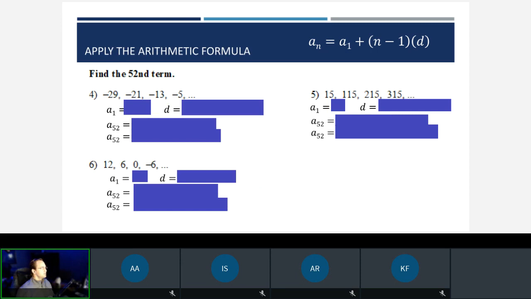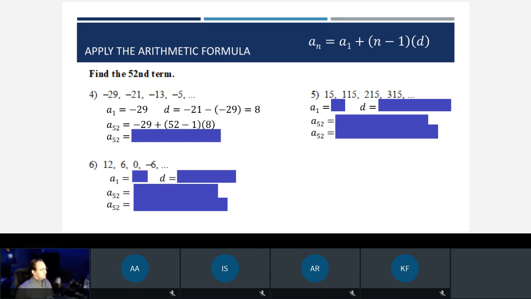All right. So for this one, let's find the 52nd term. So a sub 1, I get 29. Our common difference is 8. There's our equation. So I'll give you guys a moment, I'm going to check a setting in Windows to see if my pen is set up right. I want you guys to calculate your 52nd term for number 4, 5, and 6.